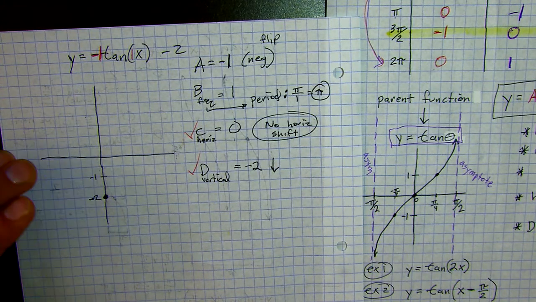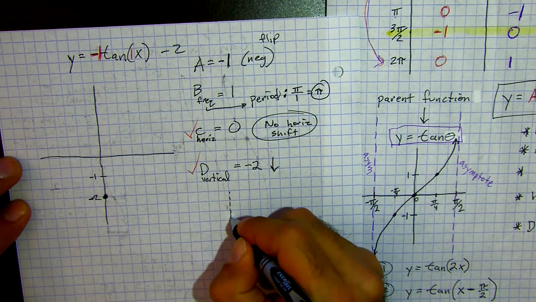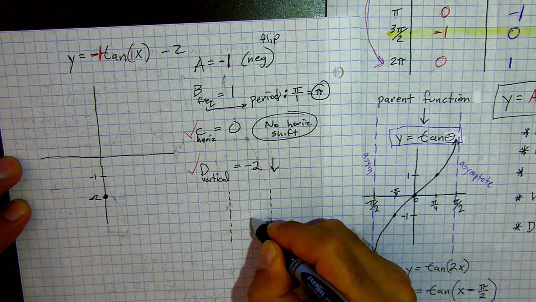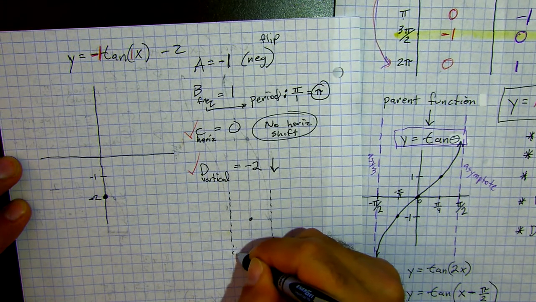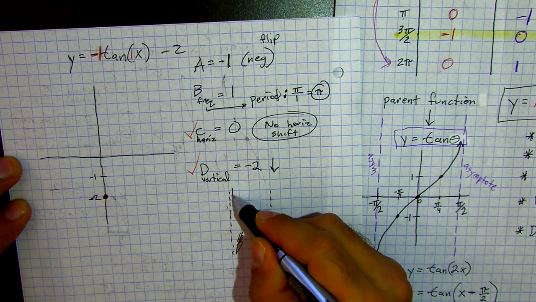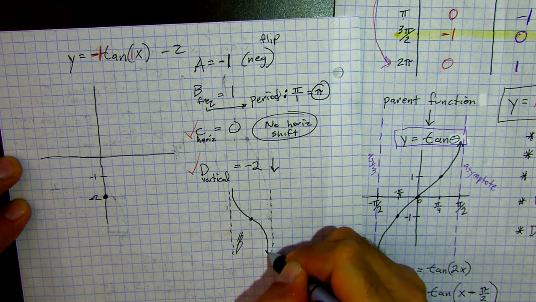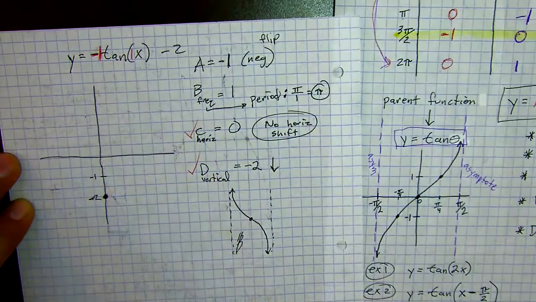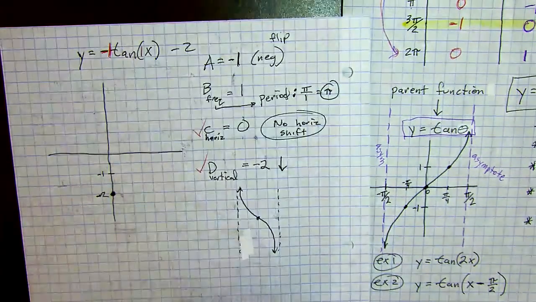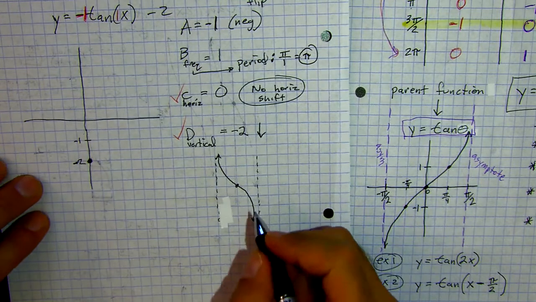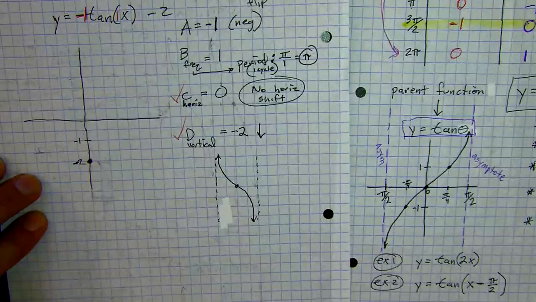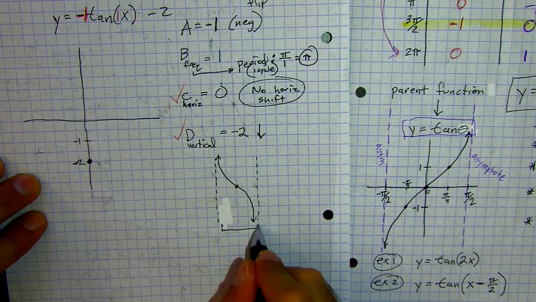Now again, this is where I like to make a little note for myself here. I know that this is going to go through some inflection point. I'm going to remember that it's negative. It's going to go like this. It's going to go like that. And I know that the period is how long it takes for one cycle. Remember, the period is one cycle before we start to repeat. So what that tells me is that this is pi.